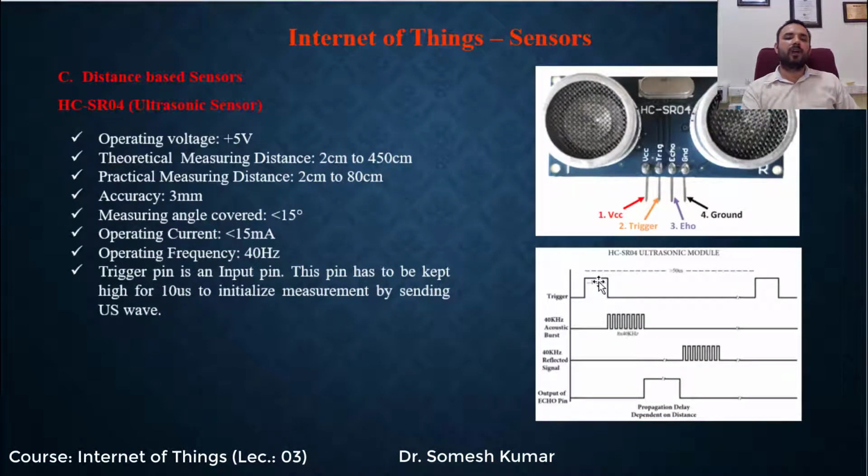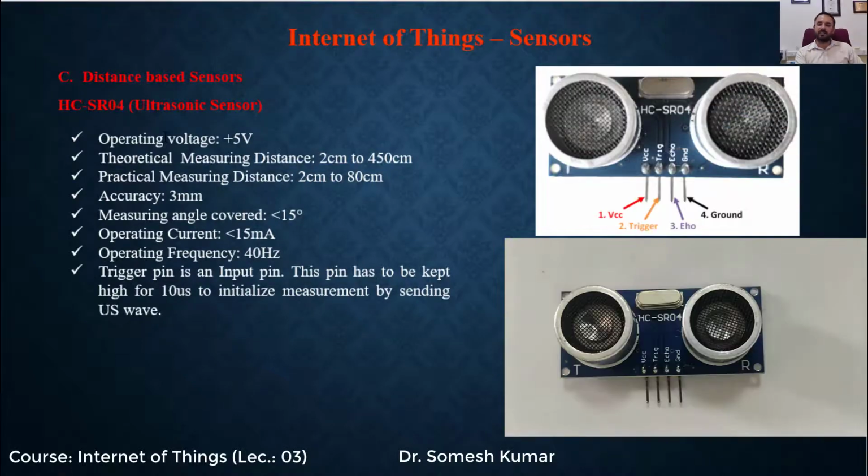So next, I will show you one ultrasonic sensor, and the sensor's name is HCSR04. Basically, this is our HCSR04 ultrasonic sensor. It has 4 pins. The first pin is VCC, the second one is the trigger, the third one is your echo, and the fourth one is your ground pin.